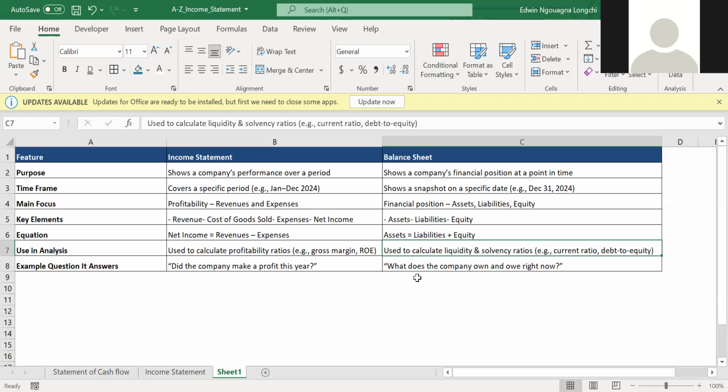So an example is, did the company make a profit this year? Those are the questions you ask. So when CEOs ask these questions, accountants know where to get the answers. Did we make profit from the sale of this product? How much did we make this month? They know where to get it. You get it from the income statement. But if they're asking questions like, what does the company own and owe right now?